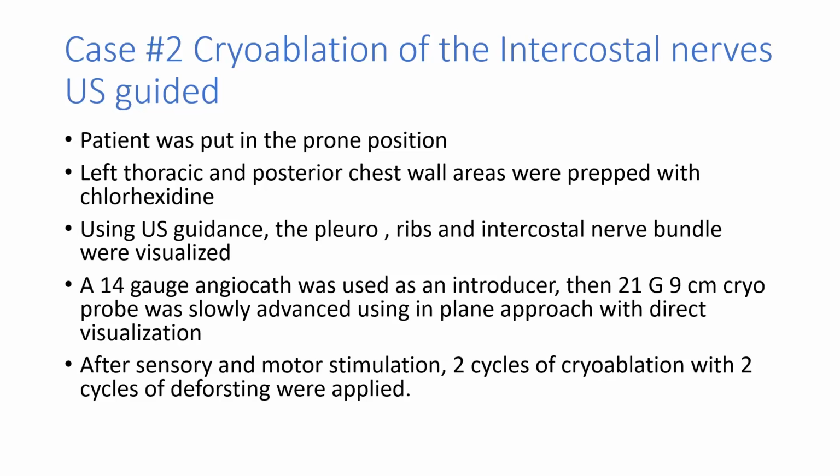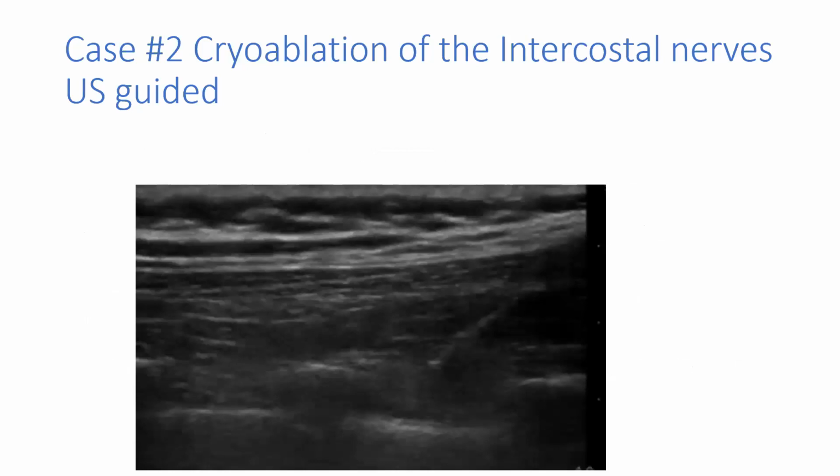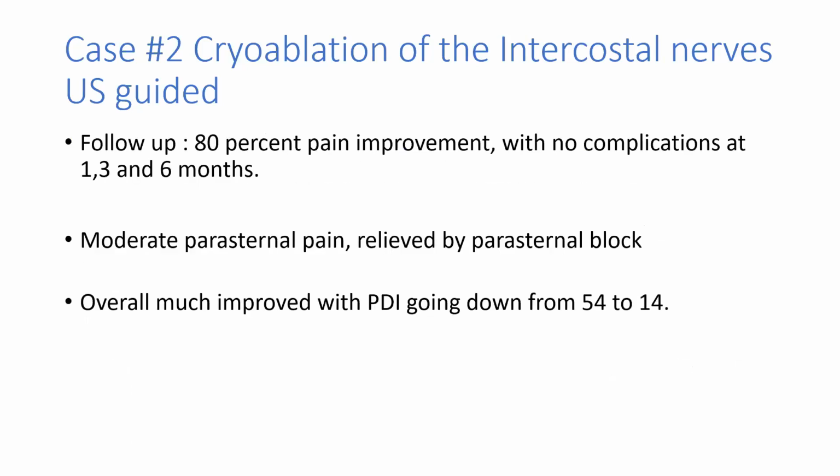So after we got close to the intercostal bundle, we start the sensory and motor stimulation. And then after we make sure there is no motor stimulation and sensory stimulation was achieved, and we had good distribution along the intercostal nerves, we did 2 cycles of cryoablation with 2 cycles of defrosting.